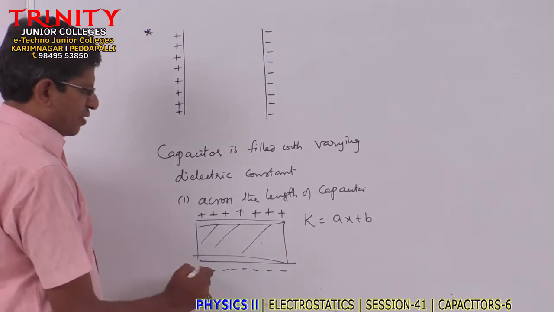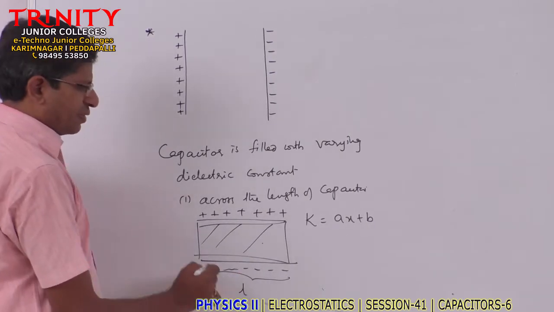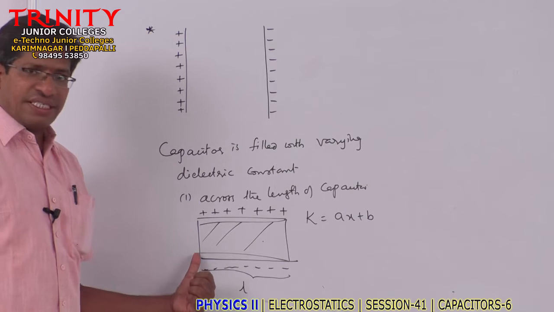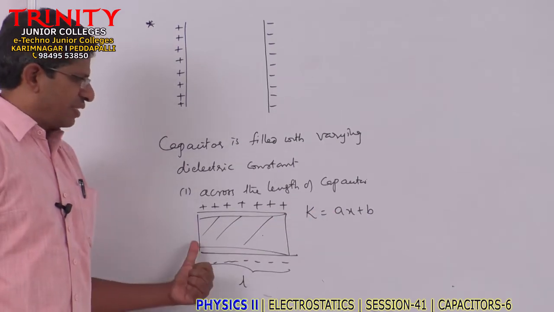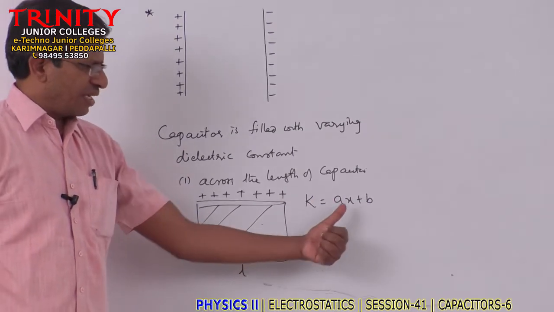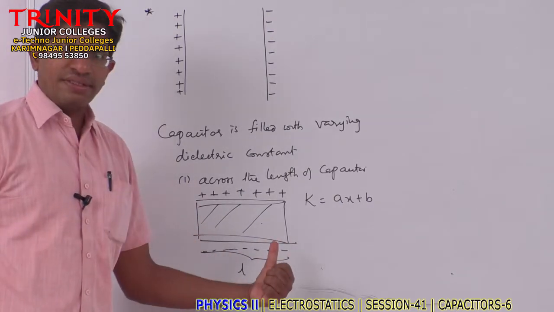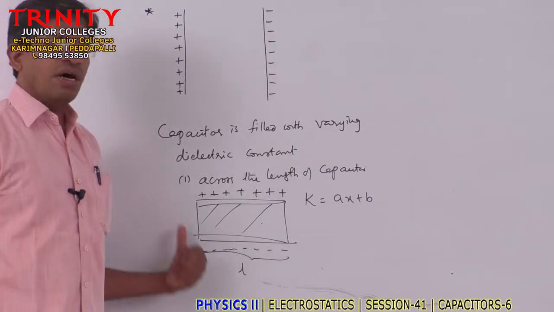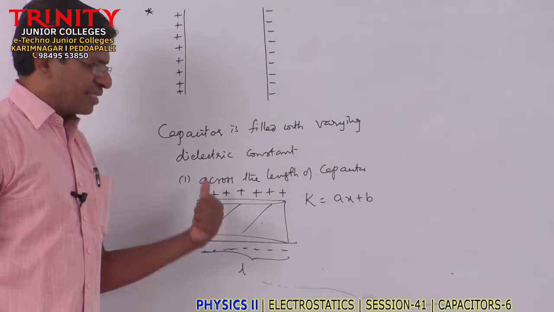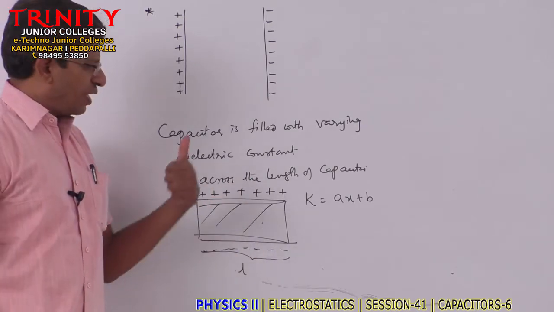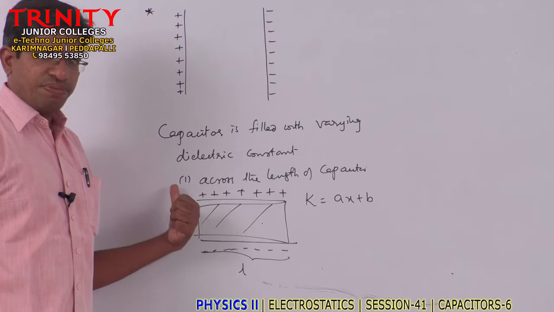That means this is the length of the capacitor. At this corner, at x equals 0, it is having some B. As you proceed to the right, you have to substitute x equal to L. Across the length, all along the length, the dielectric constant is varying. Then how to find the capacitance? Yesterday I explained this one. And today let us get into the second model here.